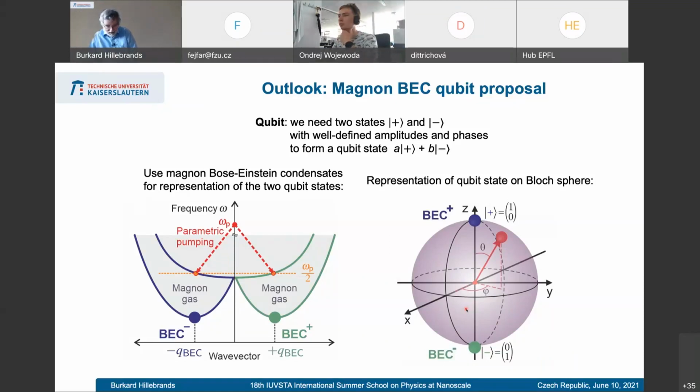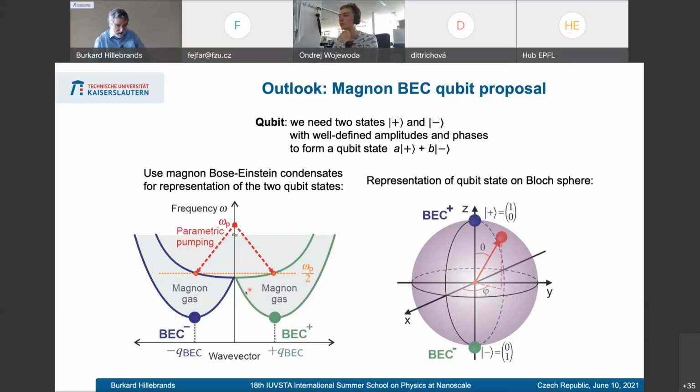And this is my outlook. And my outlook is the answer, yes. And I show you, with all what you have learned today, how we can make a magnonic qubit. Just remember the right part here. That is just the dispersion of the backward volume mode. Here is the surface mode. Here in between, very schematically shown, the magnonic gas.